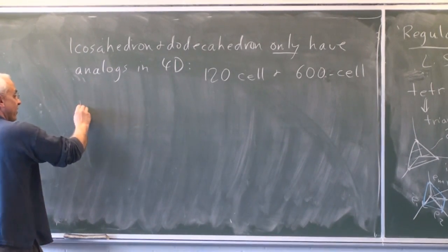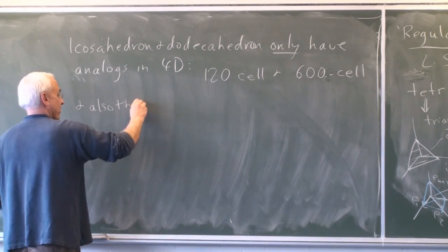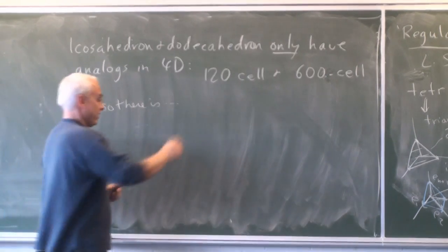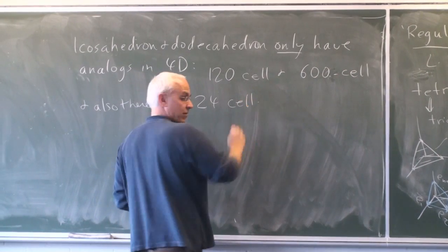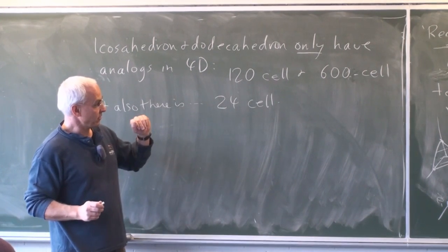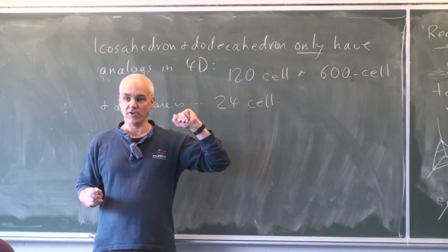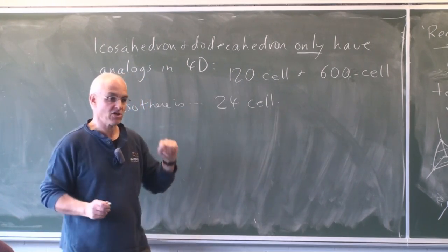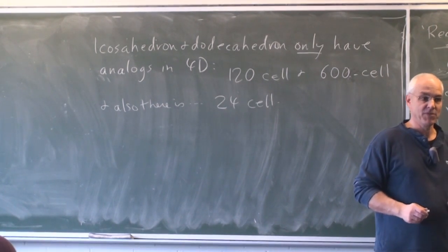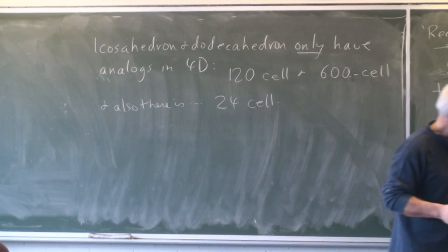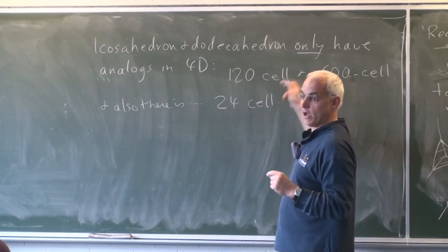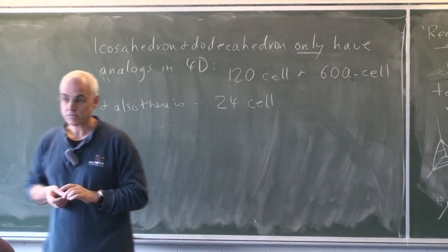And to complete the story, there is also something in four dimensions which doesn't have a direct analog in three dimensions. That's the 24 cell. That's kind of a new thing. And so this now exhausts the Platonic solids in all dimensions. In higher dimensions, there are no other regular objects other than these three infinite families. So the interesting things other than these three families are the icosahedron and dodecahedron in three dimensions, and these three objects in four dimensions.